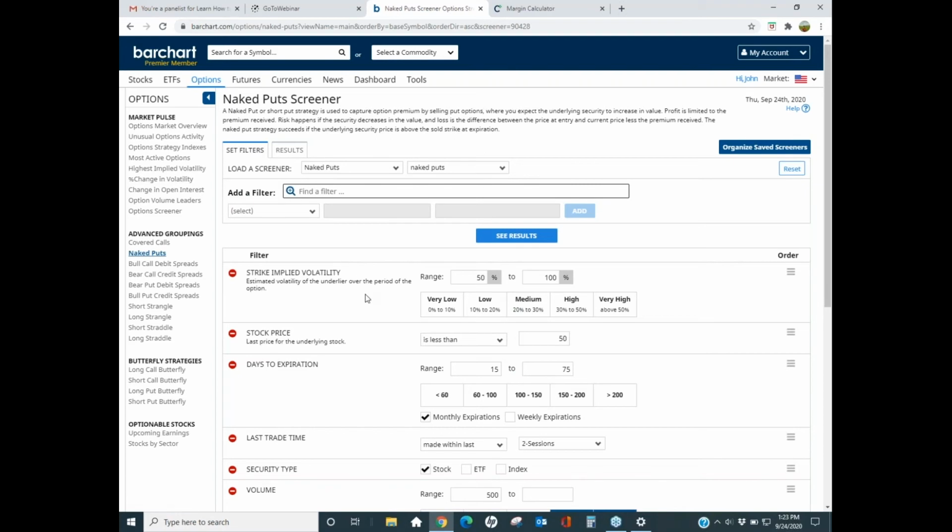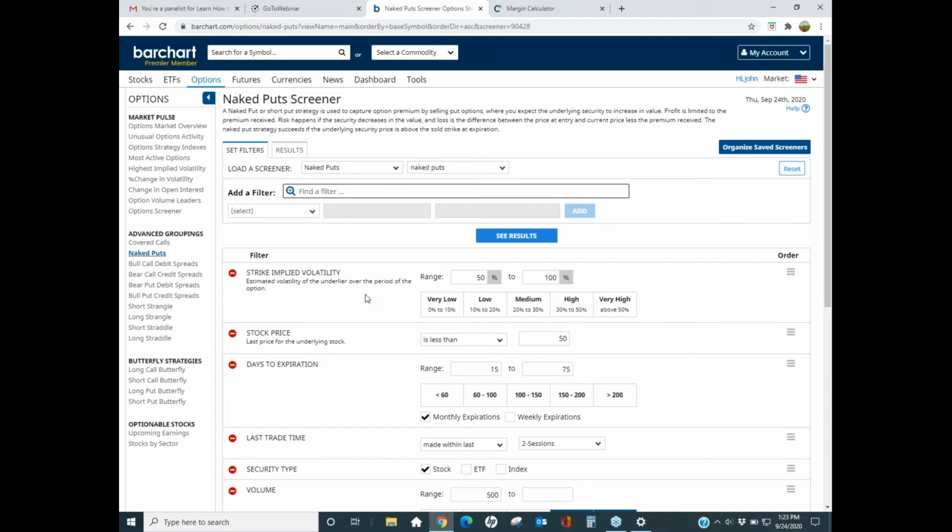First thing I've done is I've changed the implied volatility from 50 to 100. I want to see volatility. Volatility is good for us because it's going to relate to higher premium prices, but I don't want too much volatility, right? So somewhere between 50 and 100% would be, again, a generality. It's not something that's set in stone.